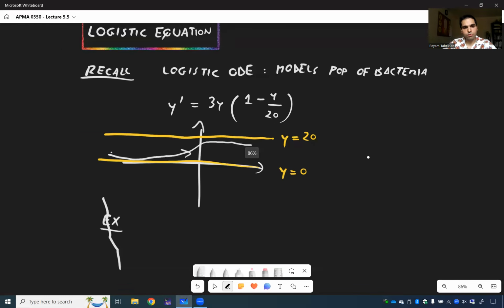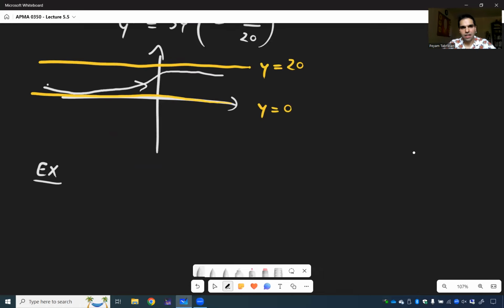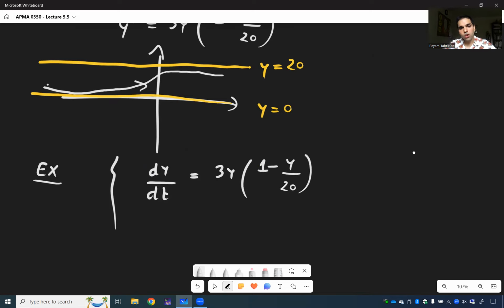So let's solve, modulo technical difficulties, dy over dt equals 3y times 1 minus y over 20. And concretely, let's suppose that initially there are 10 bacteria, or tens of thousands. Now, the process that I'll explain seems very complicated because it is, but the good news is it's always the same procedure. So it looks scary the first time you see it, but the more you do it, the more you'll see it's always the same thing.